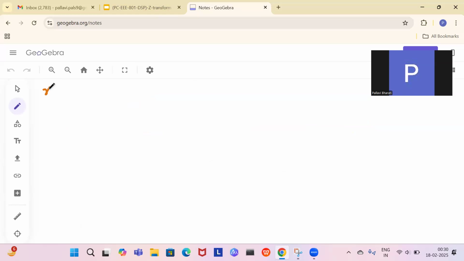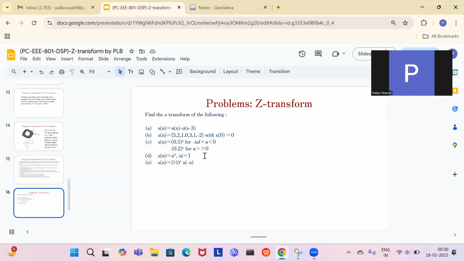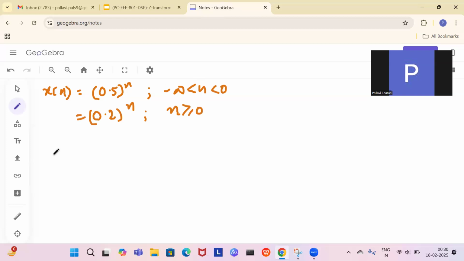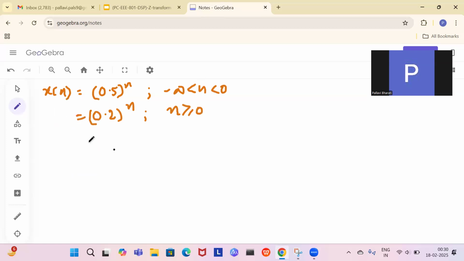So the question says x of n is equal to 0.5 to the power n for minus infinity less than n less than 0. And the other one is 0.2 to the power n for n greater than or equal to 0. Let's check it once more: minus infinity to 0 and greater than or equal to 0. So for finding the Z transform, again we will go on by the same process.